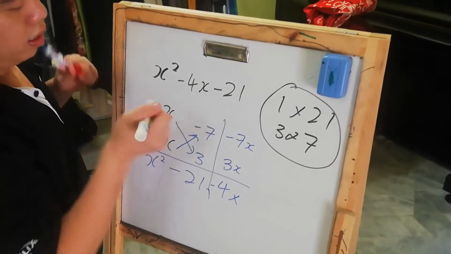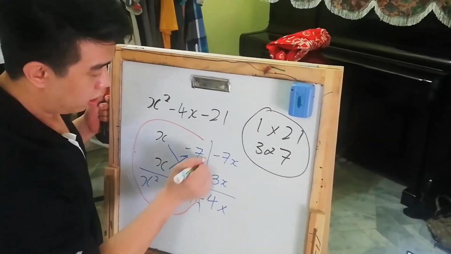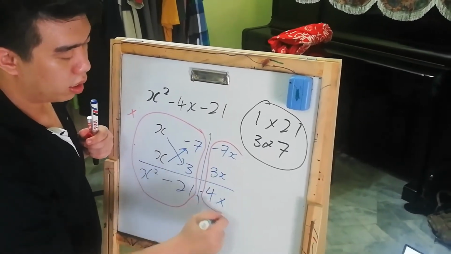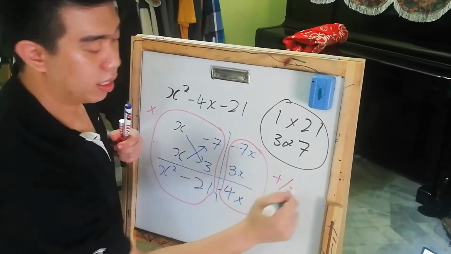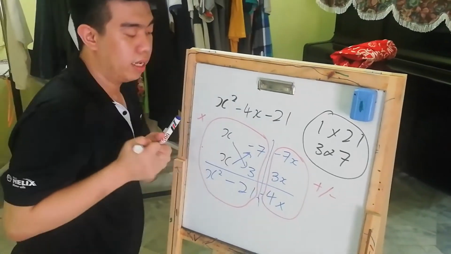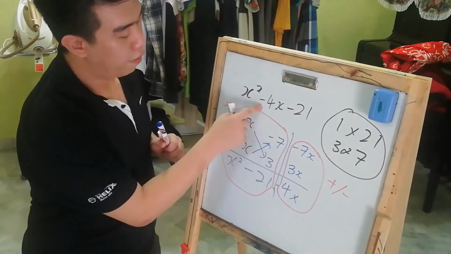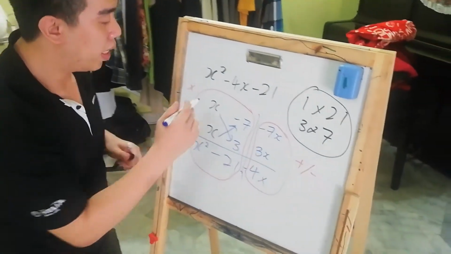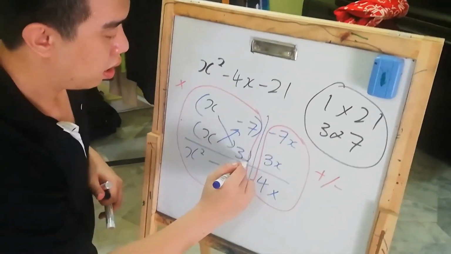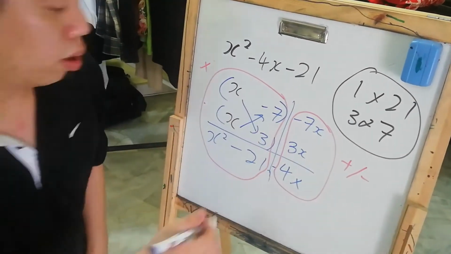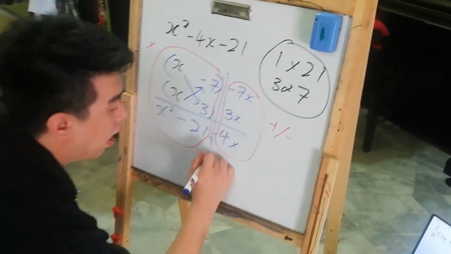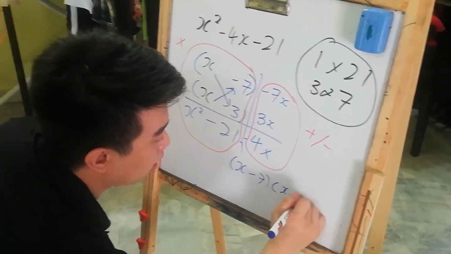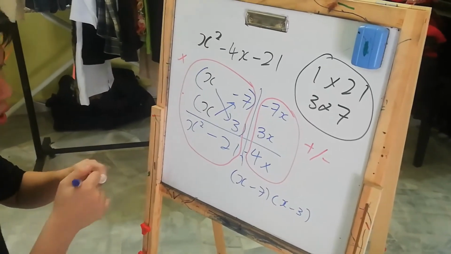So this quadrant will be for times only. This quadrant will be for plus or minus. So you can see here, negative 4, negative 4, negative 21, negative 21. So it's correct. That is why we pick this. x minus 7, x plus 3. So the roots are x minus 7, x plus 3, sorry.